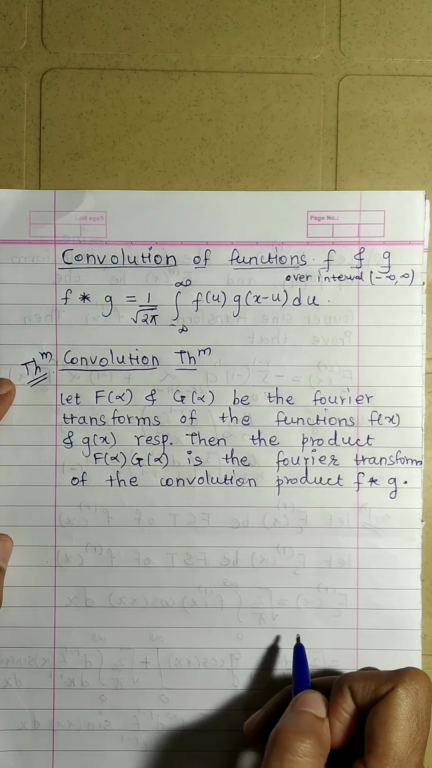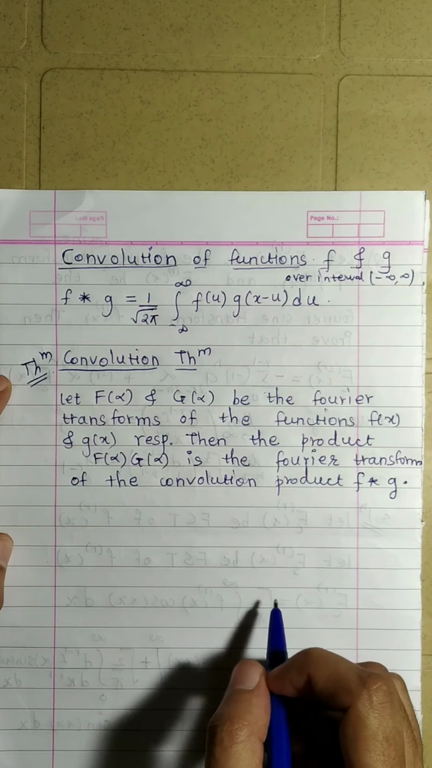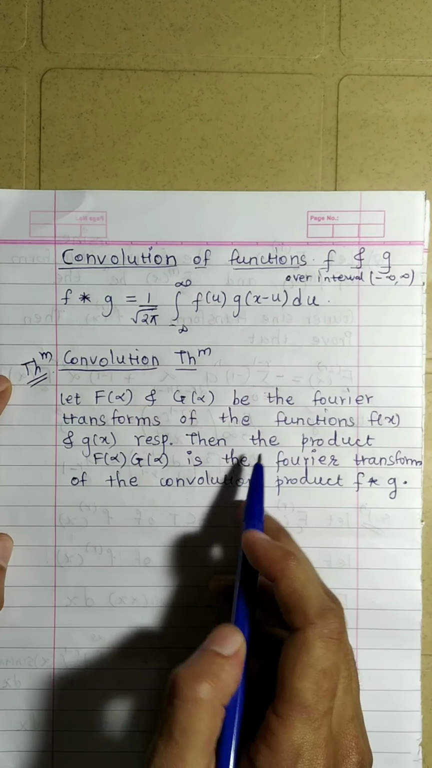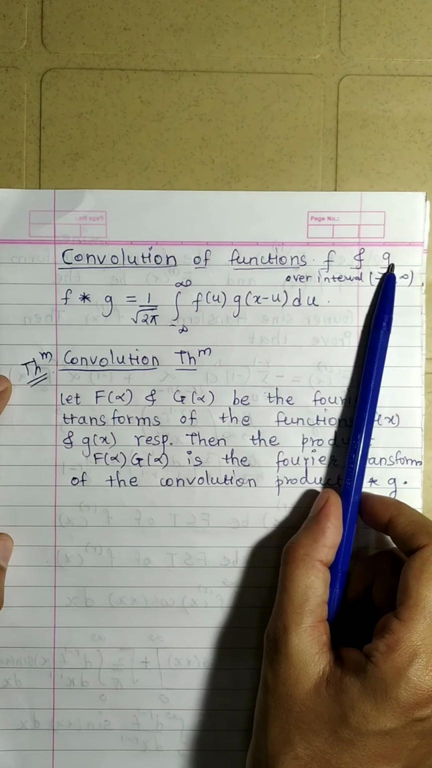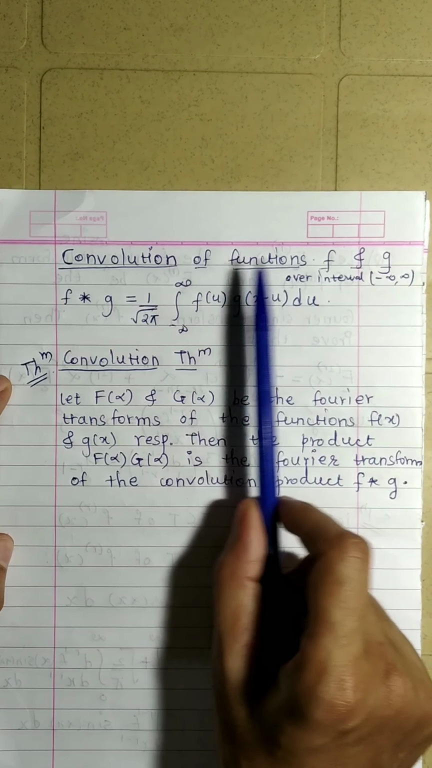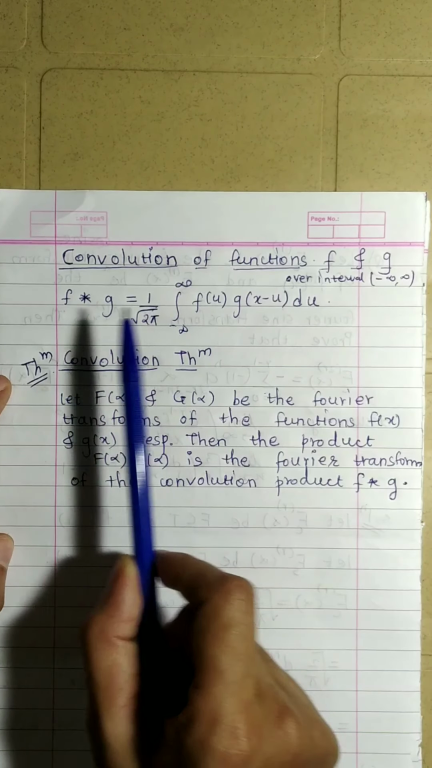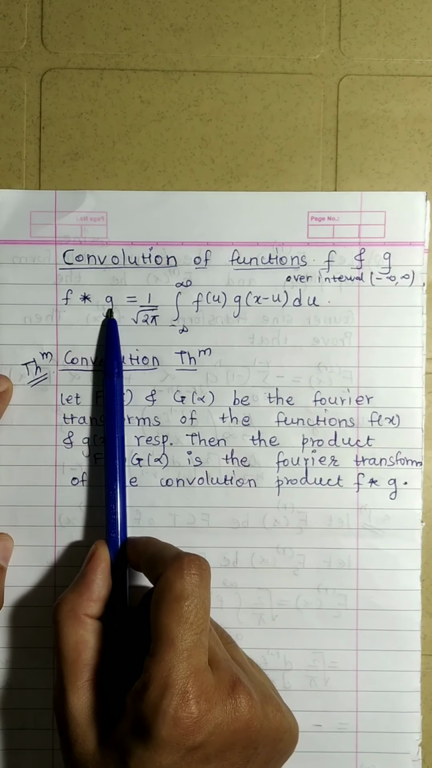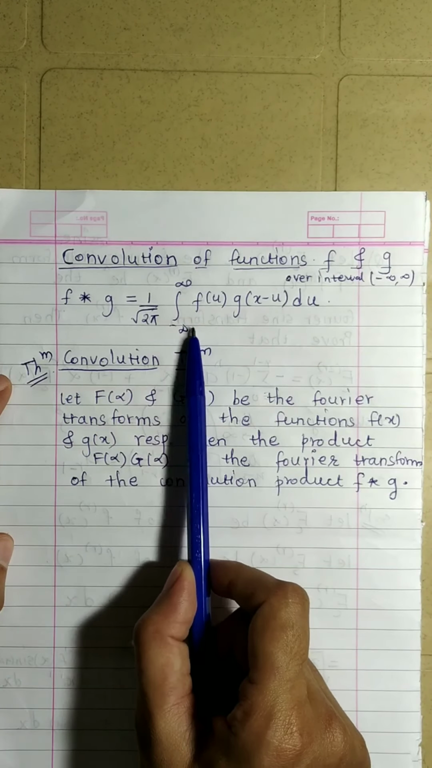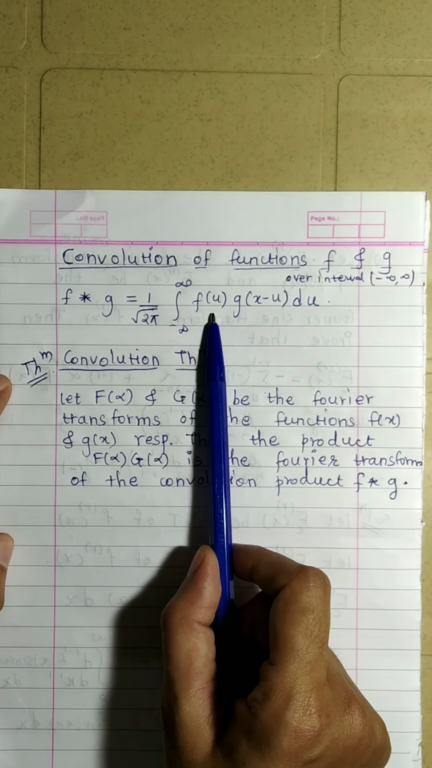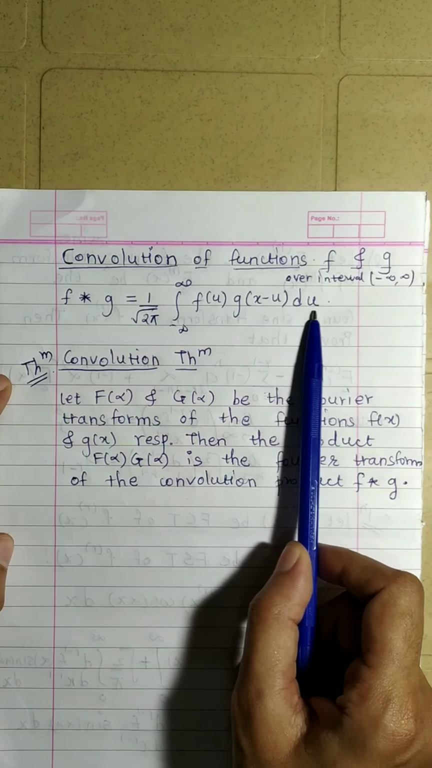In this video, we will study the convolution theorem. Let us first see what the convolution of two functions means. Convolution of functions f and g, where f(x) and g(x) are functions of x, on the interval minus infinity to infinity is given by f star g, which is equal to 1 upon root of 2 pi integral from minus infinity to infinity f of u g of x minus u du. Integration is with respect to u.